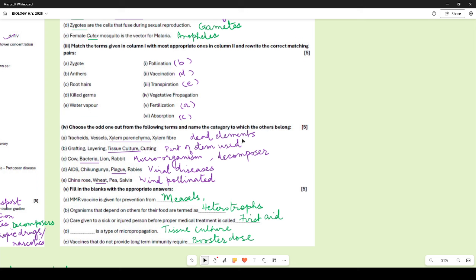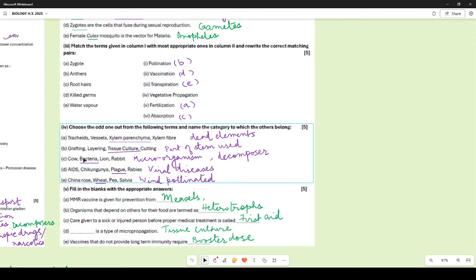Xylem parenchyma is the odd one out; the others are dead elements of xylem. Tissue culture: here part of the stem is used in grafting, layering, and cutting. One student I saw chose grafting as the odd one out because she said that in layering, tissue culture and cutting only one parent plant is used, whereas in grafting two parent plants are used. That is also correct. Cow, bacteria, lion, rabbit.